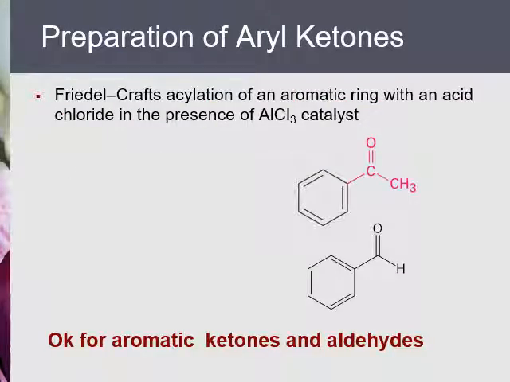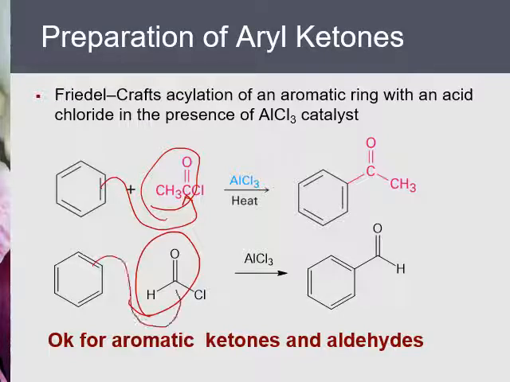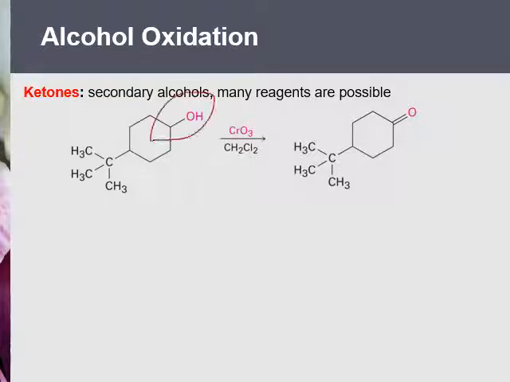Aromatic ketones and aldehydes can be synthesized from benzene using Friedel-Crafts acylation reactions, as you learned in chapter 16. The acetyl group is added to the benzene ring with the help of aluminum chloride as the catalyst. Ketones can be synthesized by oxidation reactions from secondary alcohols. The oxidizing reagents include chromium oxide, sodium chromate, potassium permanganate, and some mild oxidizing reagents such as Dess-Martin periodinane.